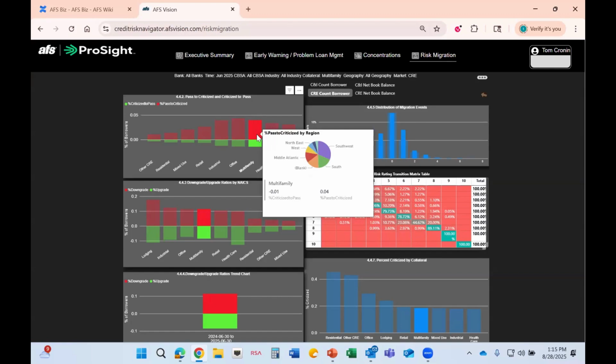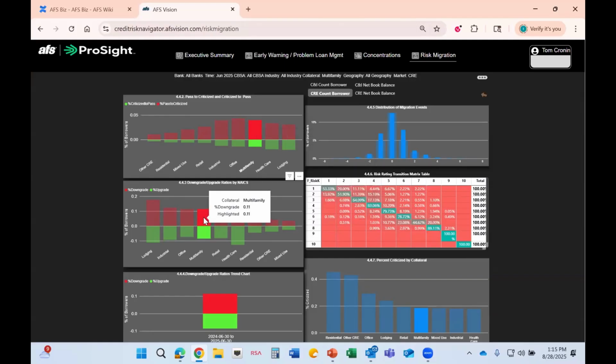And the pass to criticize here, a little bit worse than what we saw with lodging. Here, that's 4-to-1 pass to criticize, criticize to pass. So a lot more multifamily properties going into the criticized bucket. If you look at the downgrade upgrade, so 11% downgrade, 9% upgrade. So almost 50-50, but still trending towards the wrong side. Come over to the matrix. And again, as I said, you expect the tails to be kind of consistent. The end tail is, but the front tail is not.